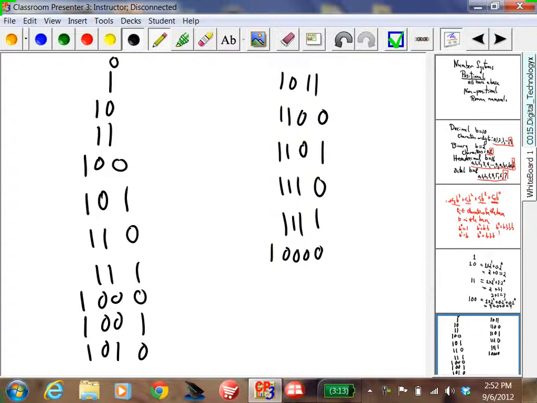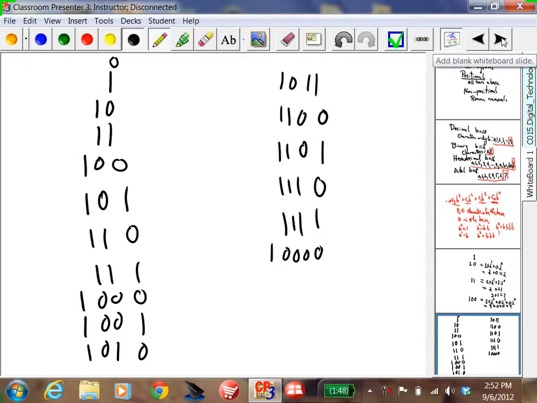Now, in a computer, we store things in bytes. We talk about bits and bytes, but basically when you put something into a computer, you can't just put in a bit. You have to put in at least a byte. A byte is 8 bits.